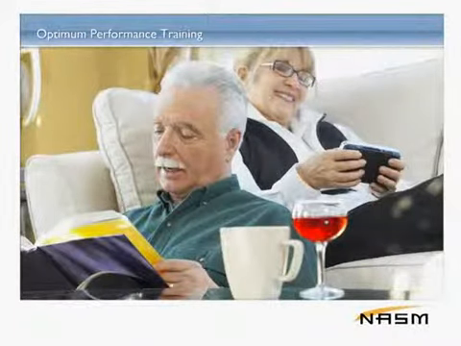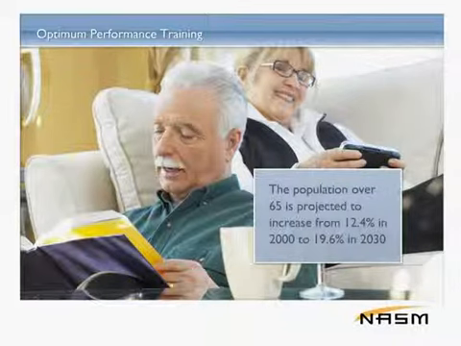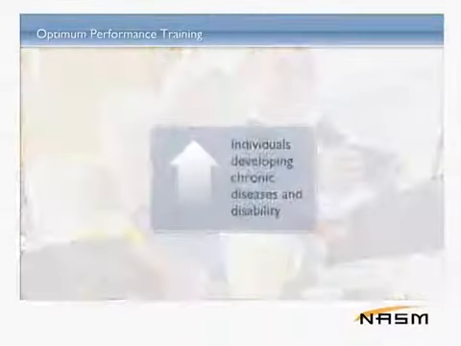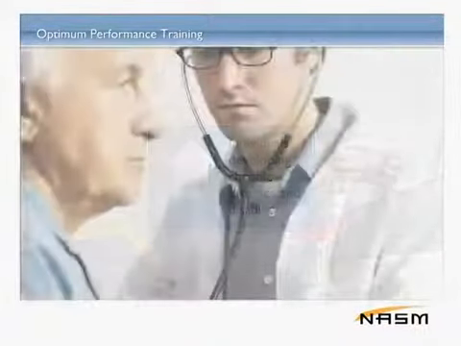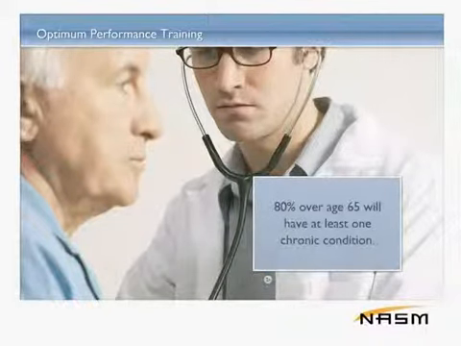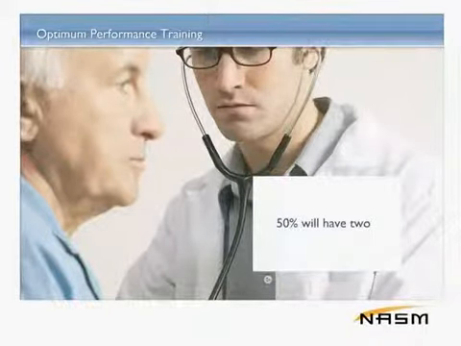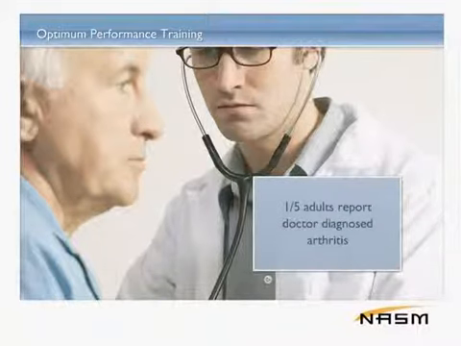The U.S. Census Bureau reported that the proportion of the population over 65 is projected to increase from 12.4% in 2000 to 19.6% in 2030. This lends to the number of individuals developing chronic diseases and disability. In the United States, approximately 80% of all persons aged over 65 have at least one chronic condition, and 50% have at least two. 1 in 5 adults reports having doctor-diagnosed arthritis, a leading cause of disability.